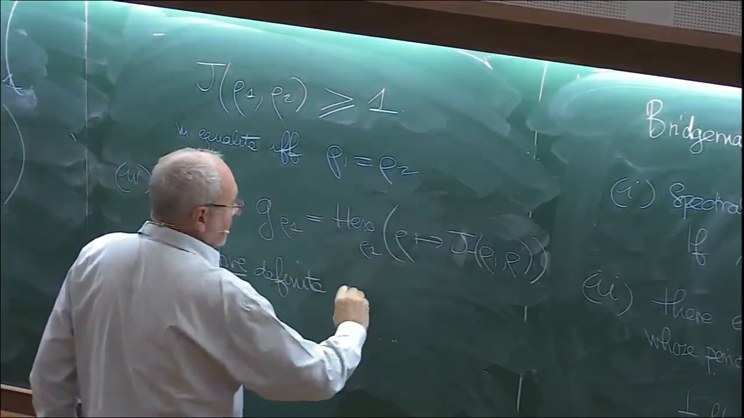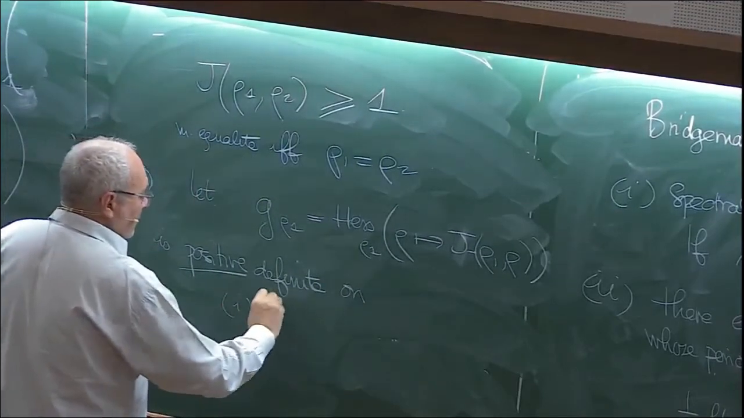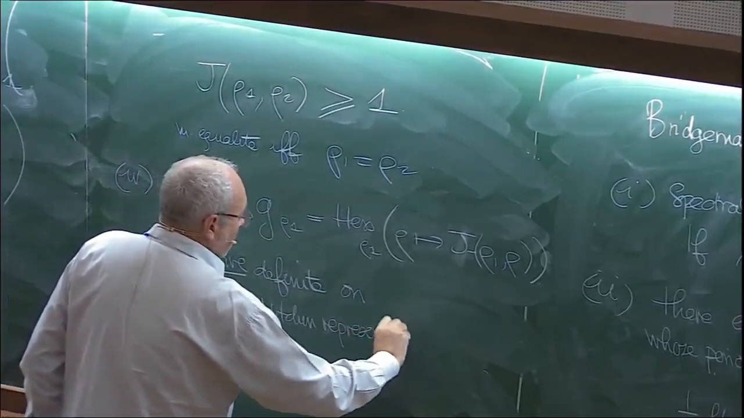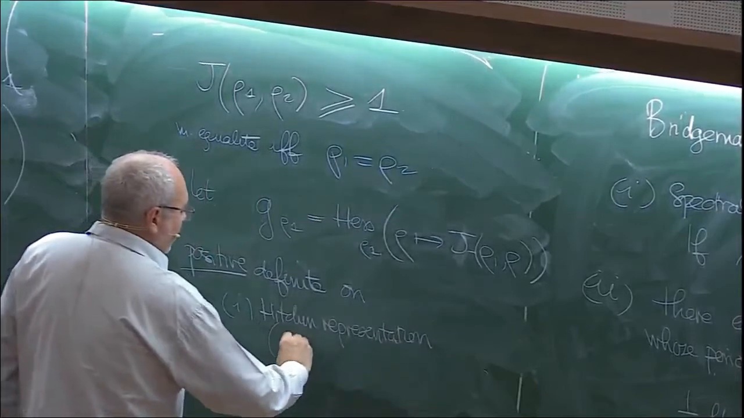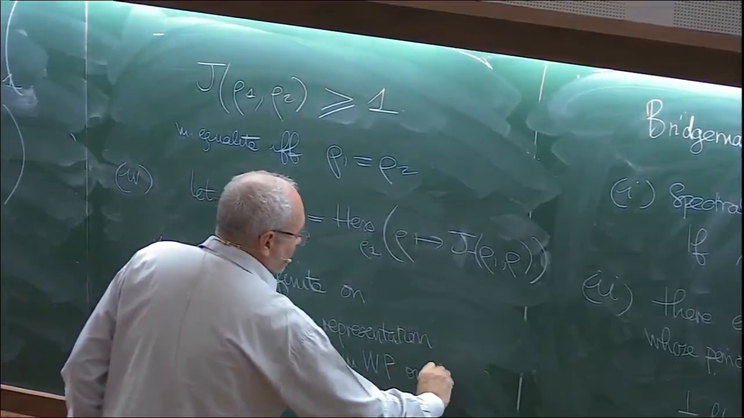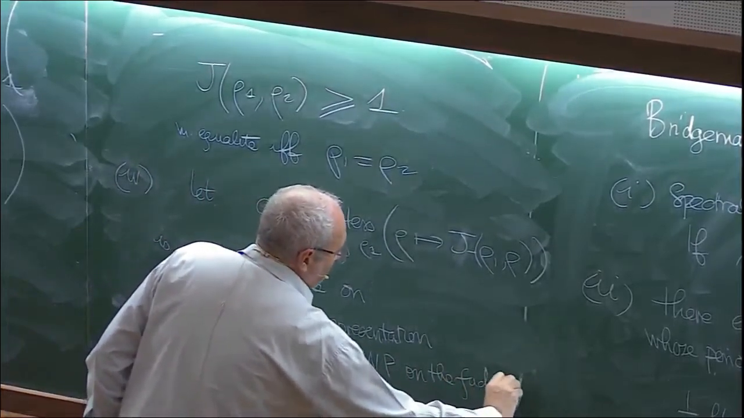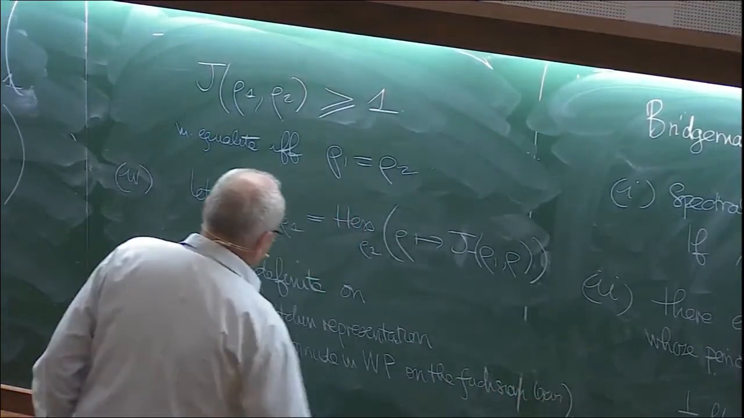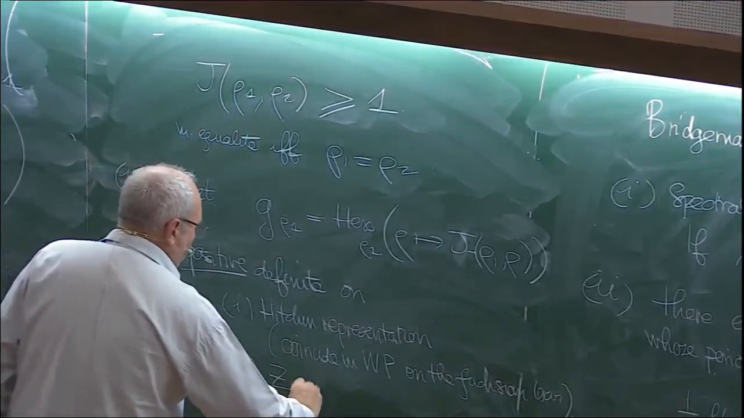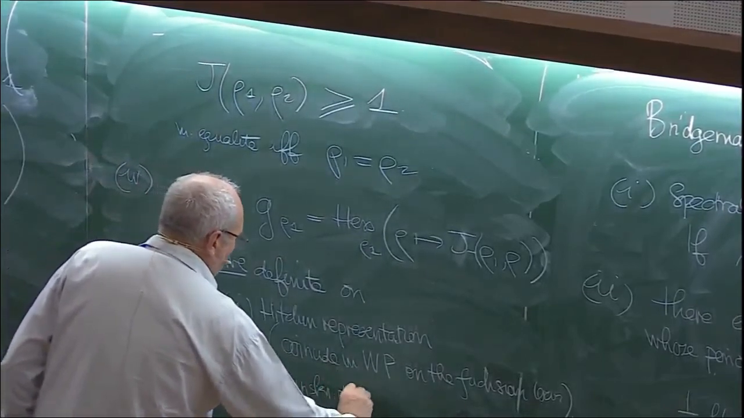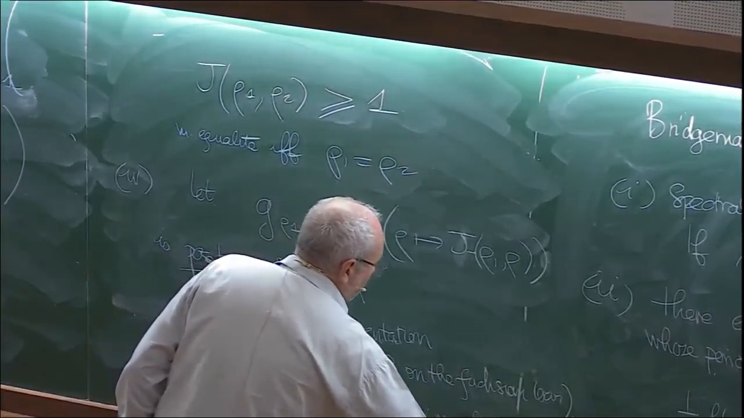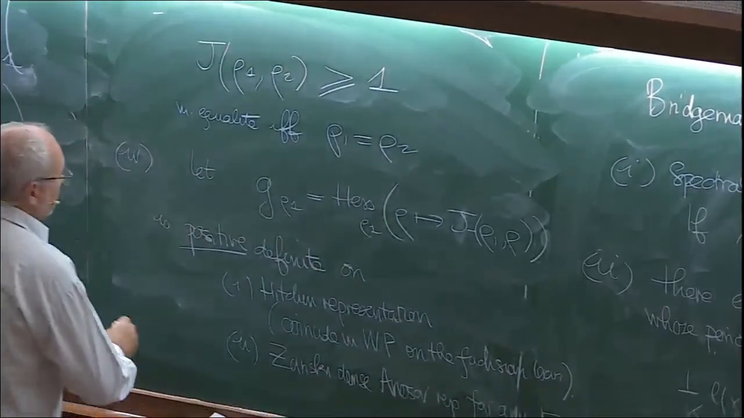So for instance, on Hitchin representations, it actually coincides with Weil-Petersson on the Fuchsian locus. That's a result that is essentially due to Wolpert. And finally, on the space of Zariski dense Anosov representations for any group gamma, that's the so-called pressure metric.